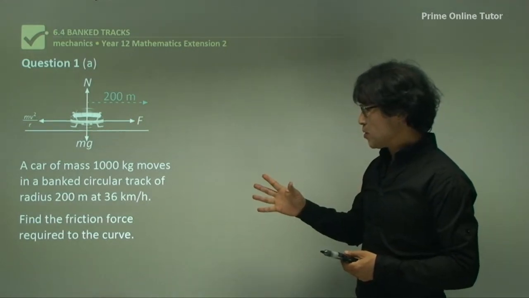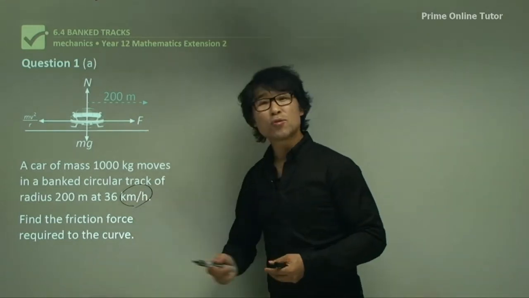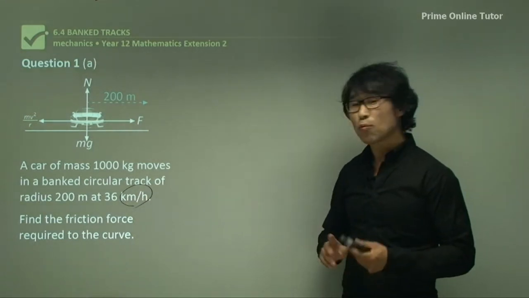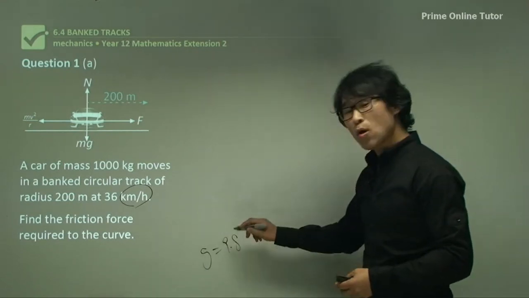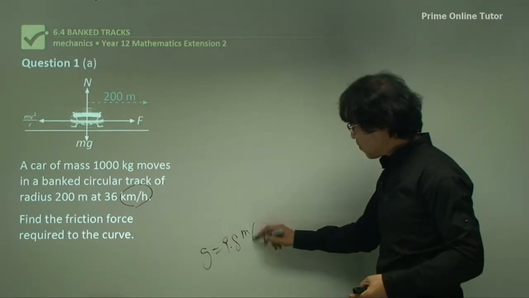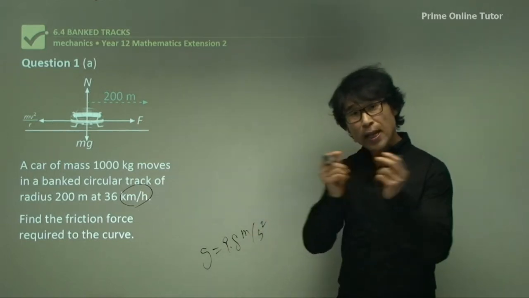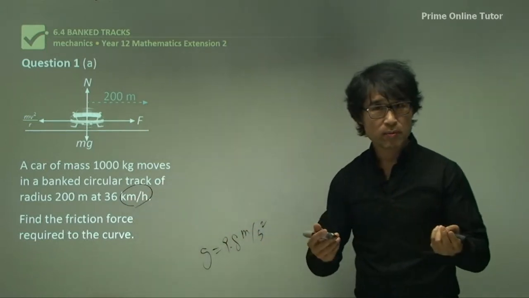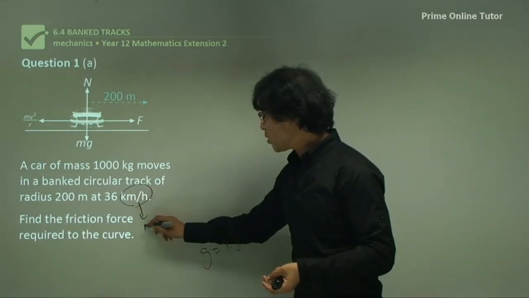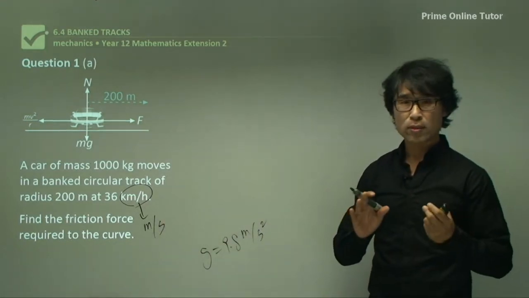But what you have to do is, no matter what, kilometers an hour is not usually acceptable in mechanics. Why? Remember gravity is 9.8. What was the unit? Meters per second squared. Therefore, the unit of length must be meters. Kilometers is not acceptable, so usually we have to change this to meters per second, mostly always.